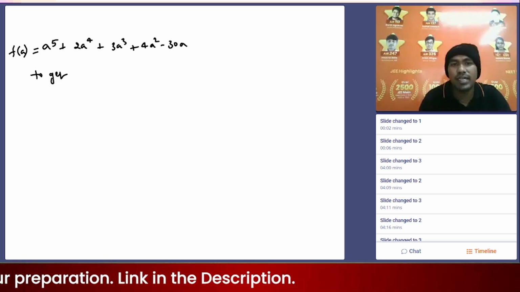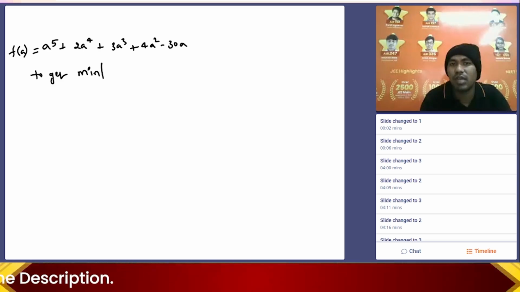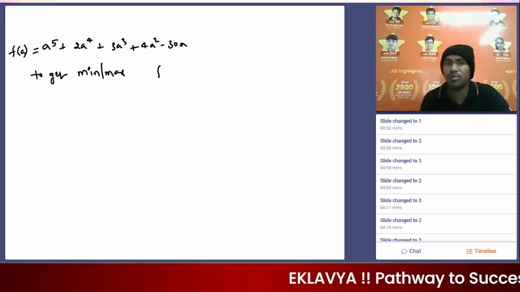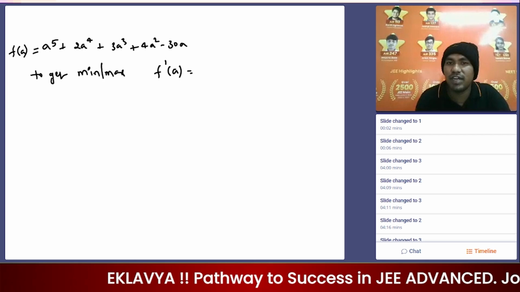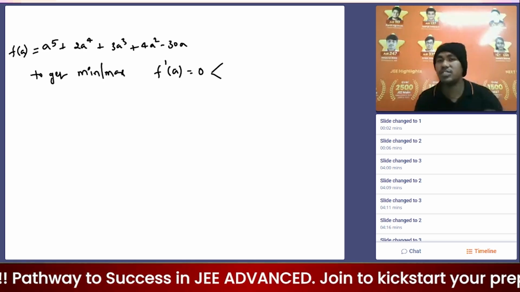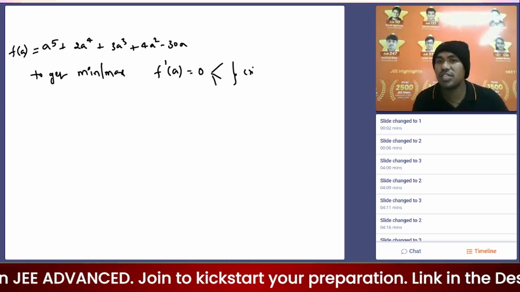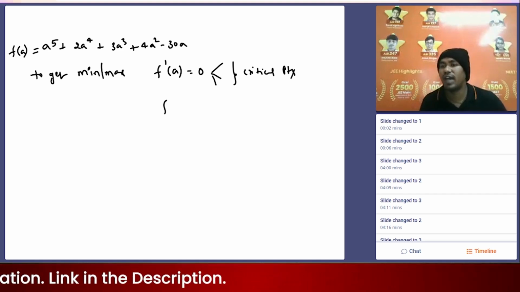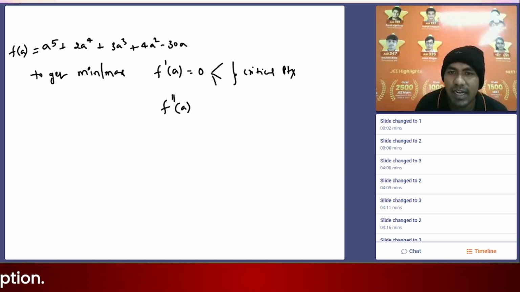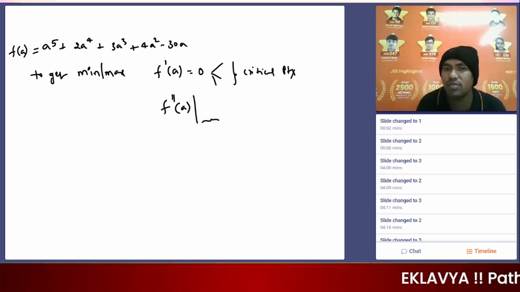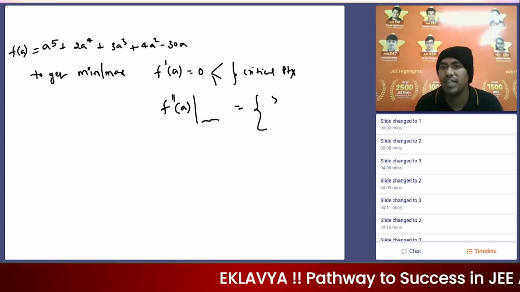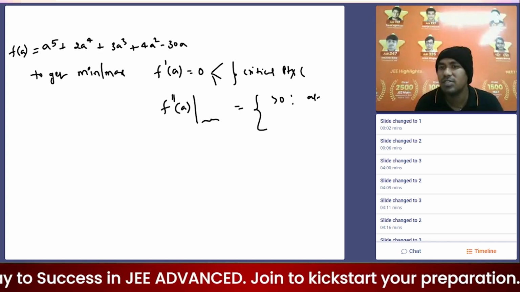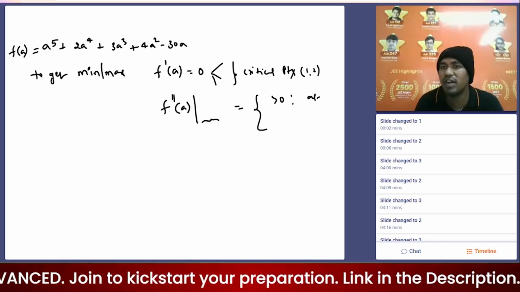To get a maximum or minimum, here they are asking for the minimum, so we will search for the minimum only. First we will take the derivative and make it equal to 0, and we will identify the values. These values we call the critical points. Now you will take the second derivative, and at whatever critical points we are getting, if it is greater than 0, then at that critical point there is a minimum. Let's take critical points 1 and 2 here.